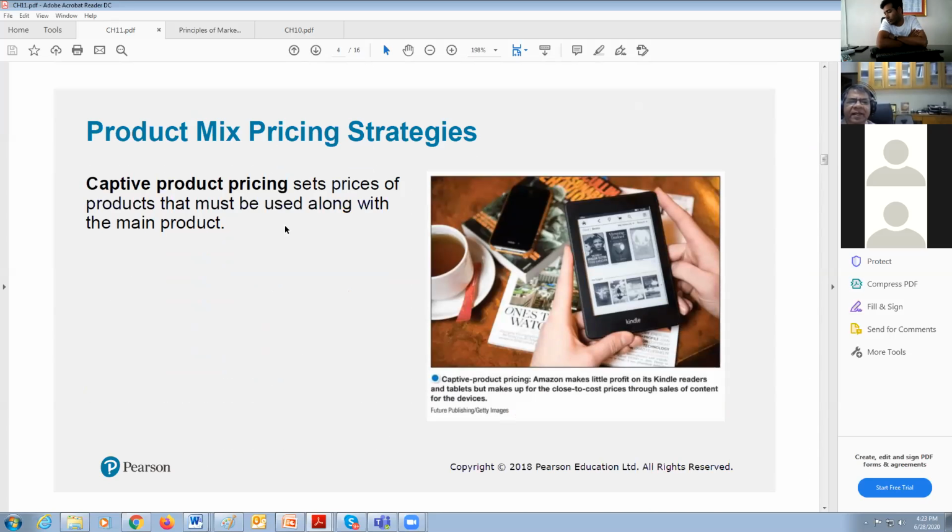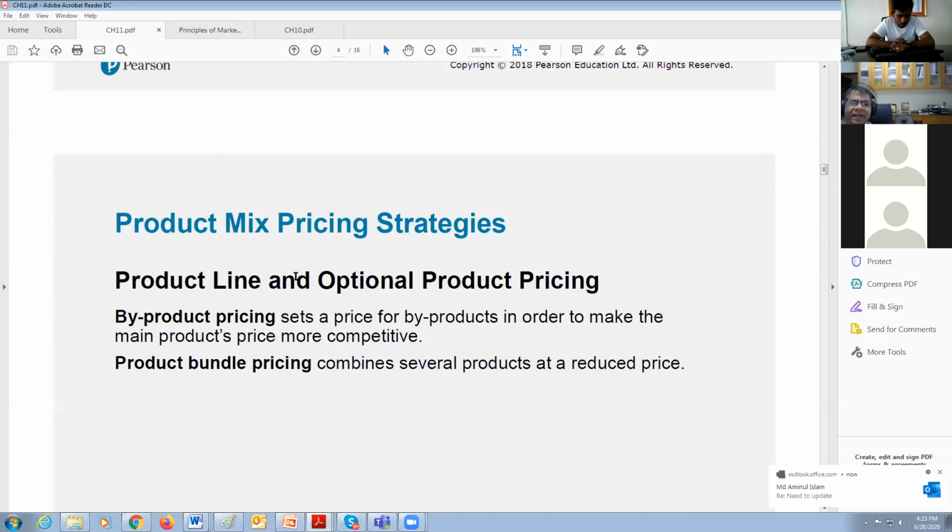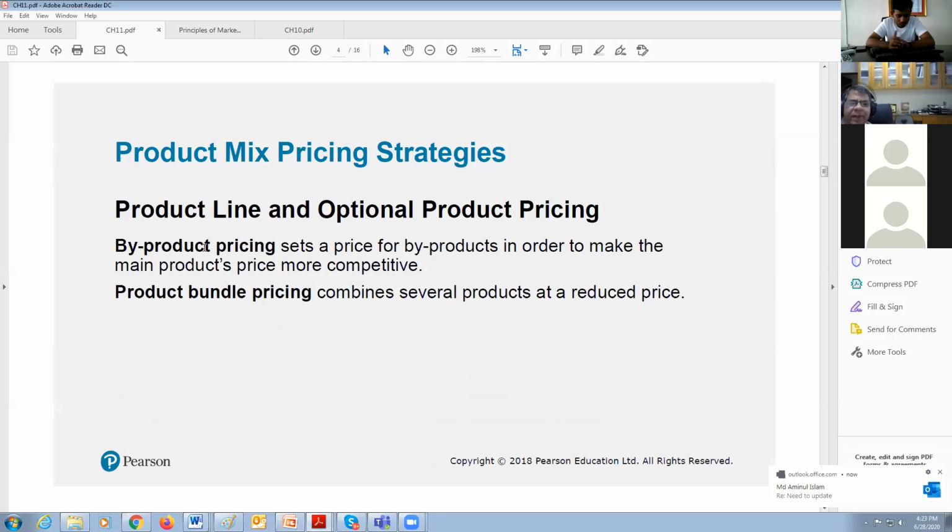Now, captive product pricing sets prices of products that must be used along with the main product. So some people want to look at buying seats, which is mandatory for flying, but buying the ticket is mandatory. Now, byproduct pricing sets a price for byproducts in order to make the main product's price more competitive. So this is exactly Air Asia selling the ticket. So the byproducts are buying seats, buying food.